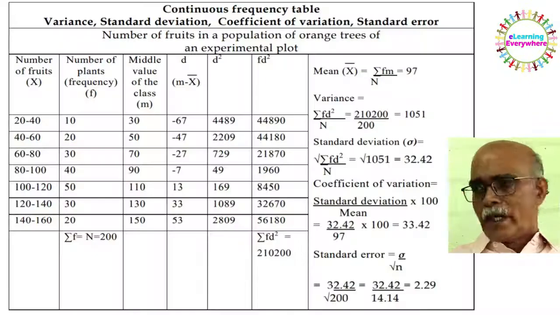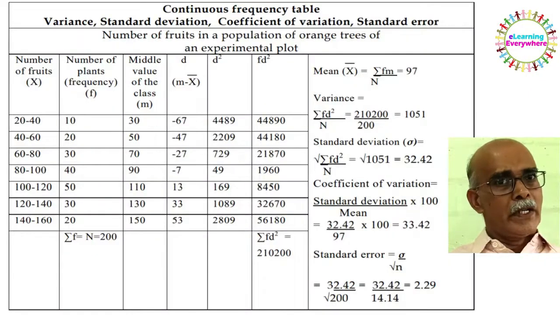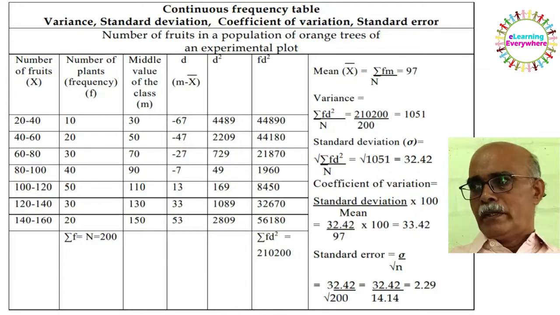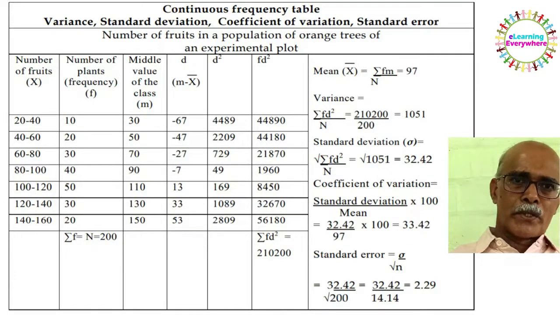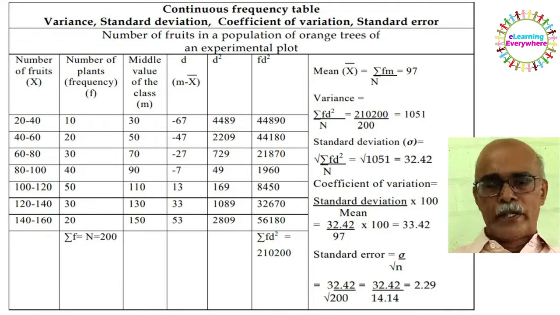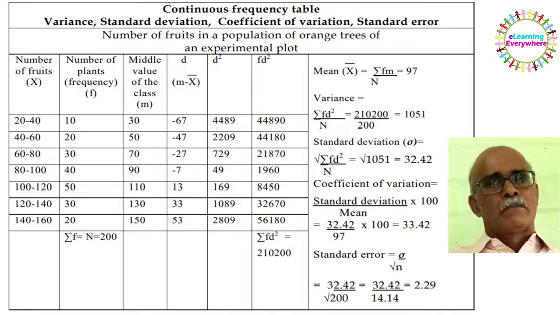discrete frequency distribution, and then finally comes the continuous frequency too. And now we are going to find out the variance, standard deviation, coefficient of variation and standard error in the case of a continuous frequency table. Here the difference is that the values of x are represented as frequency classes, and the corresponding frequencies are given in the next column.